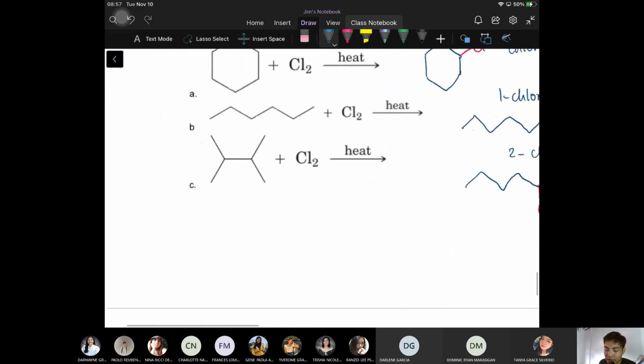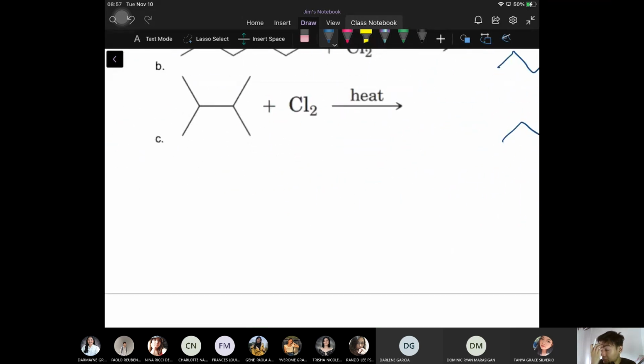And lastly, itong letter C. So, you have this compound plus Cl2 forming heat, forming a monochlorination product. So, ito yung ating compound, no? So, saan yung pwede mapalitan yung hydrogen? Actually, dalawa lang yung product niyan.